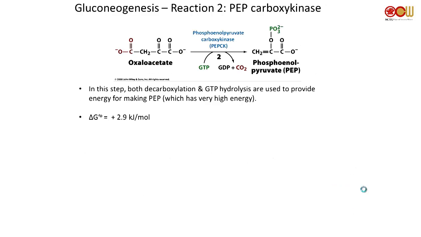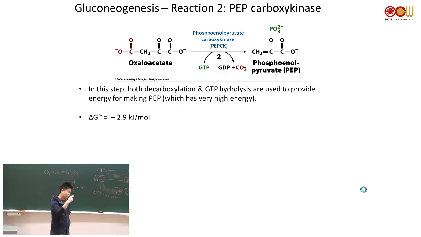Oxaloacetate, OK, makes sense. All right. Now, oxaloacetate can then become phosphoenolpyruvate, PEP, and essentially in this step, both the decarboxylation and GTP hydrolysis are used to provide energy for making PEP. Remember that PEP has a huge amount of energy, right? So you need to have a very good thermodynamic driving force.